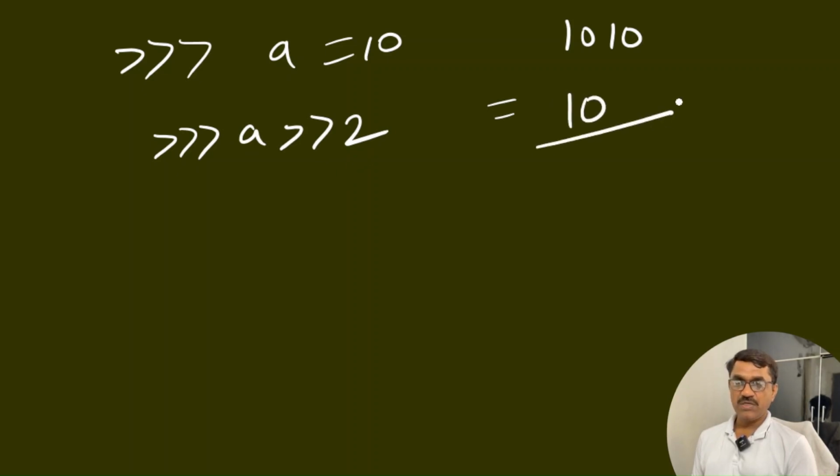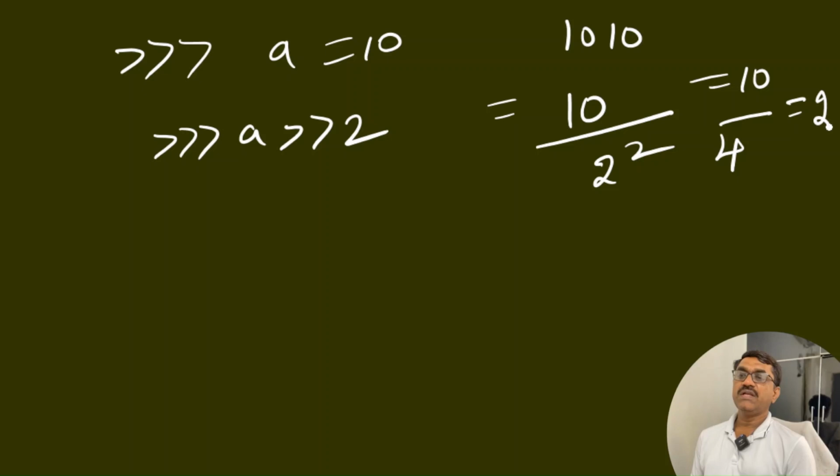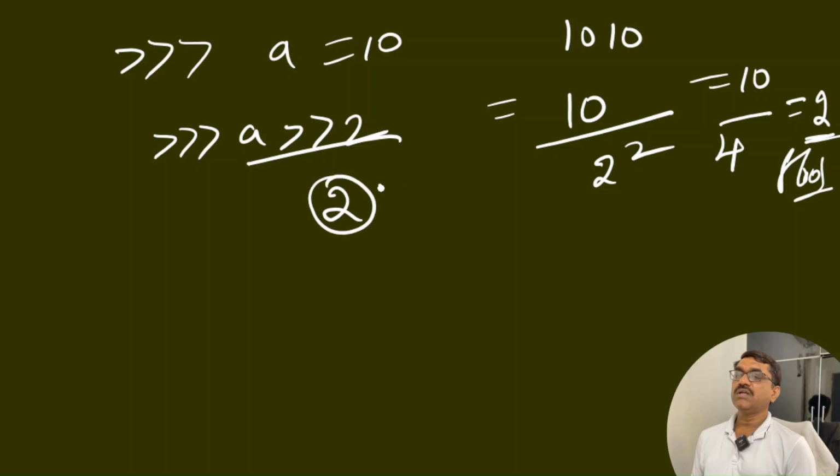Previously we multiplied, now we are going to divide by 2 to the power of 2. That means 10 by 4. We are going to get 2 point something, but you take only the integer part, 2. Don't take the fractional part, just take only the integer. That means we are performing floor division. So after performing this operation, the output we get in decimal is 2. Let us see whether it is correct or not.